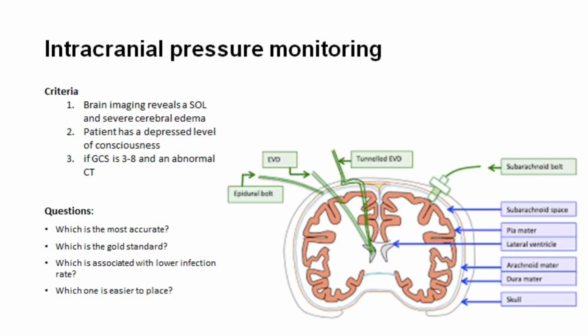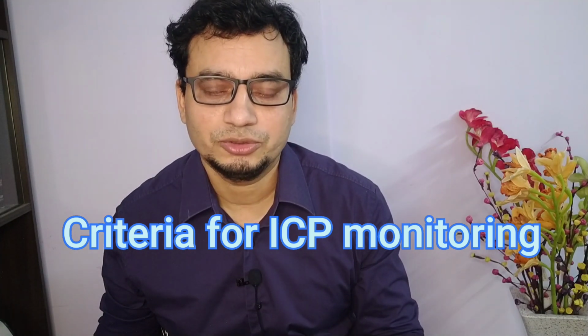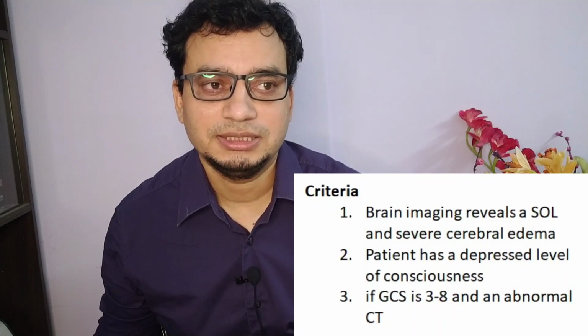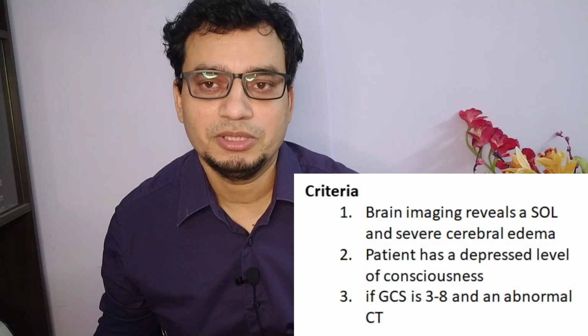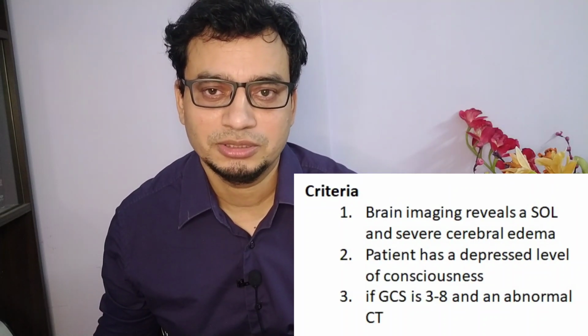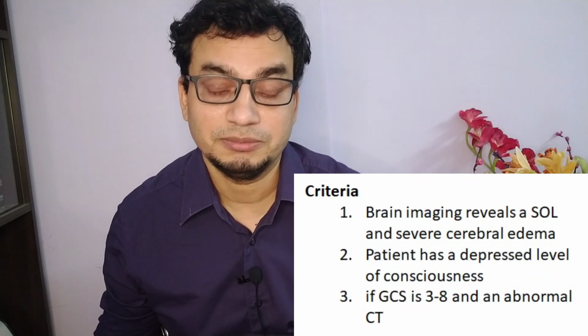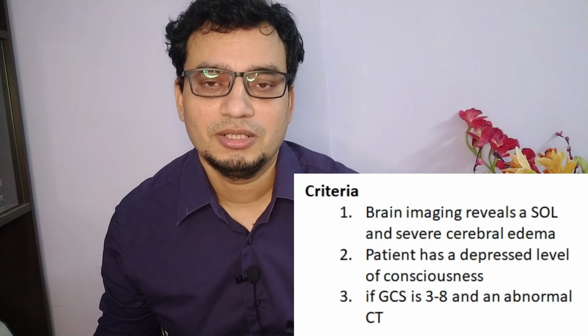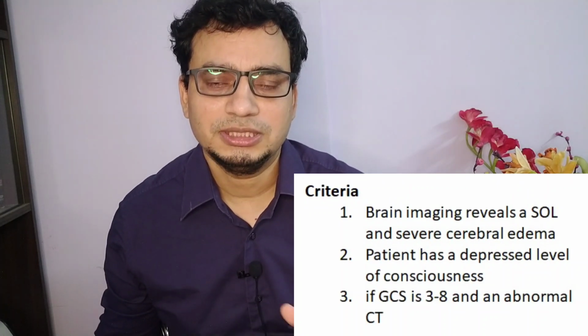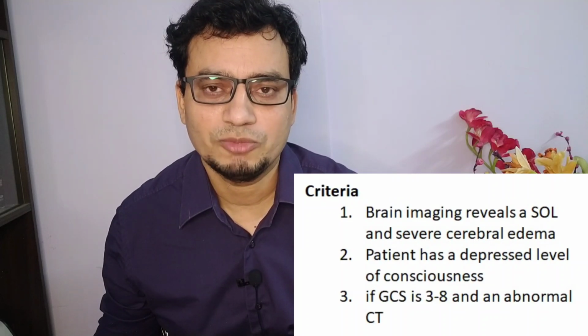So ICP monitoring allows for the judicious use of interventions with a defined target point and thereby avoids potentially harmful aggressive treatment. There are criteria to start ICP monitoring, or to consider ICP monitoring. You should know. The first criterion is that there should be an SOL visible on the brain imaging. SOL is space occupying lesion, or there should be some severe cerebral edema. Patient should have a depressed level of consciousness, GCS should be less than 8, and also an abnormal CT scan. So these are the important indications for ICP monitoring in ICU.